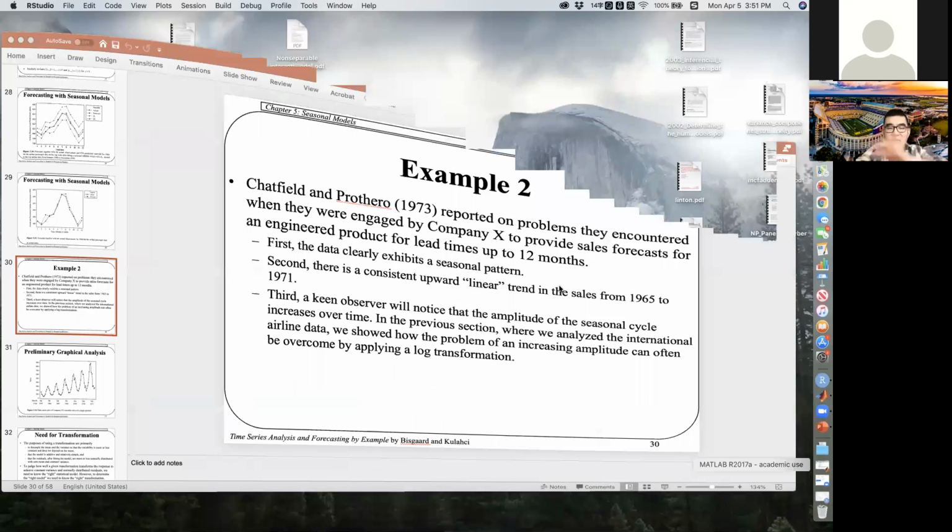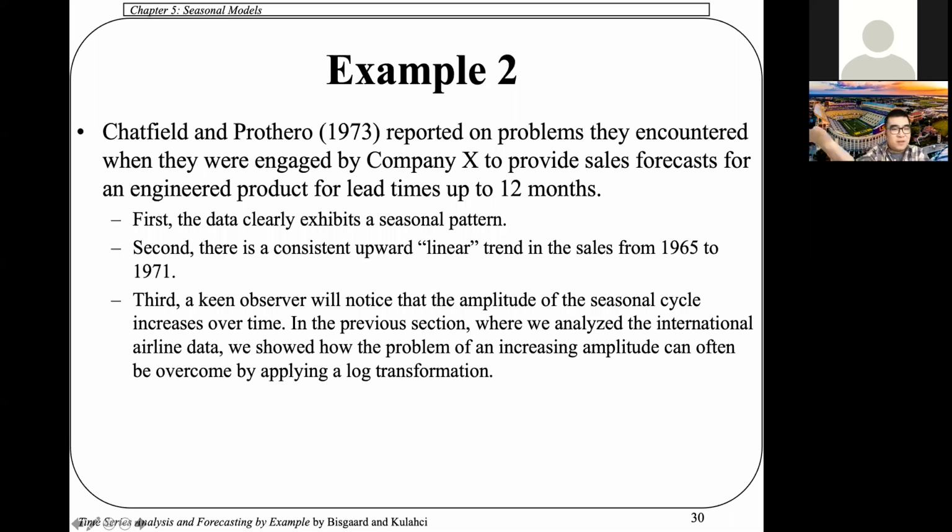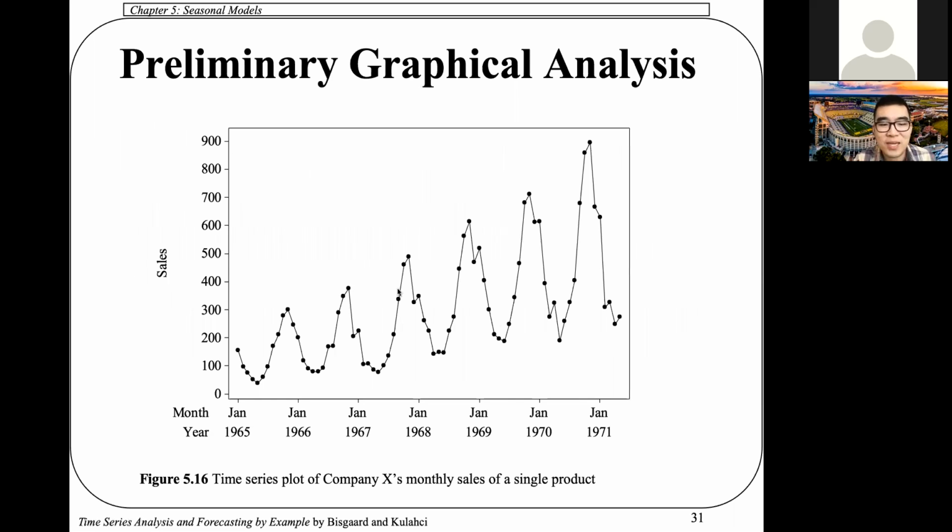Okay. Yeah, and I think this is a very famous example. In 1973, I think there are two guys, Chatfield and Prothero, who wanted to study company X's monthly sales of a single product. This is monthly sales of a product from January 1965 to January 1971.